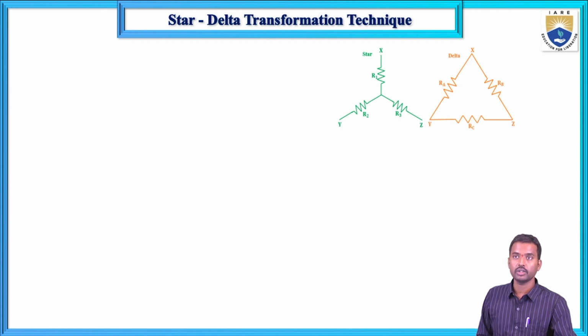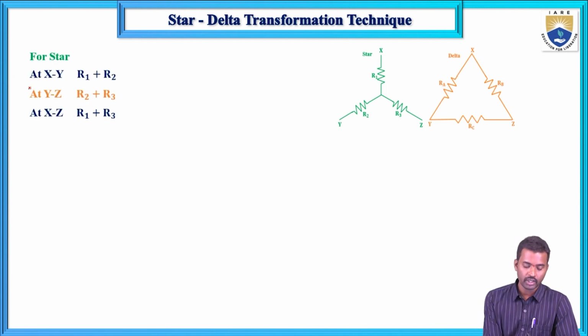First I will explain delta to star conversion. So this is the star connection and this one is the delta connection. In the star connection I am representing three elements R1, R2 and R3, and in the delta connection I am representing RA, RB and RC, three elements. We consider the terminals X and Y, Y and Z, and Z and X, in the same fashion for the star and for the delta.